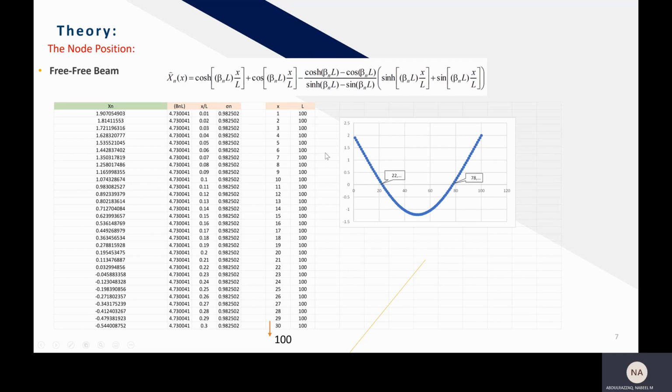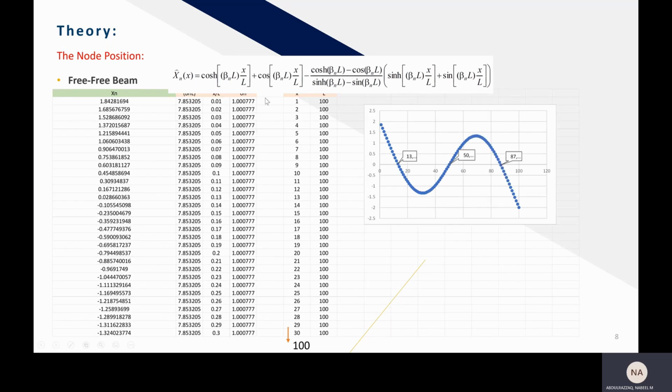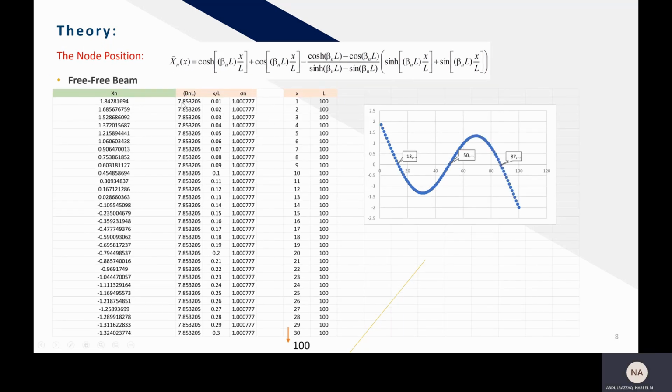Now, if you change the infinite root and put the second infinite root, which is 7.8, and use the same equation, you will get 3 nodes: 13, 50, and 87. And now if you put the third infinite root, you will get 4 points, and so on until you reach the fifth infinite root, where you will get 6 points. So that's how you find the node position using this equation for the free beam.